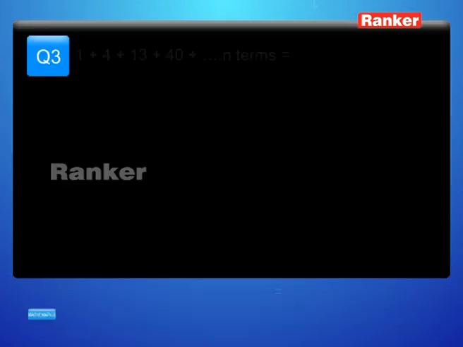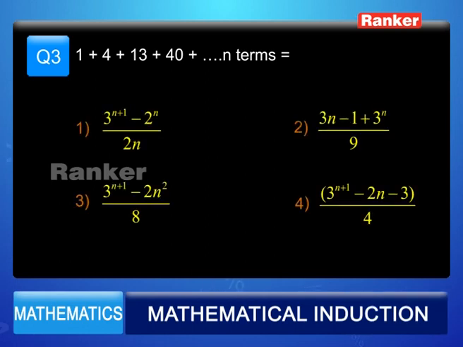Question number 3. Find the sum of n terms, that is 1 plus 4 plus 13 plus 40 and so on up to n terms. What is the sum of all values? In the previous case, the nth term was given; here the nth term is not given, but we want the sum.